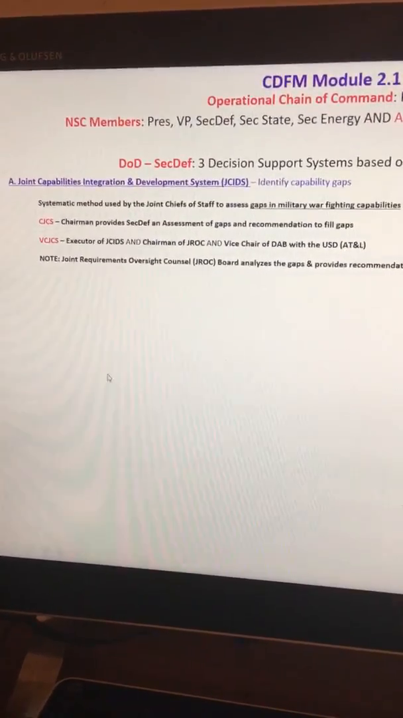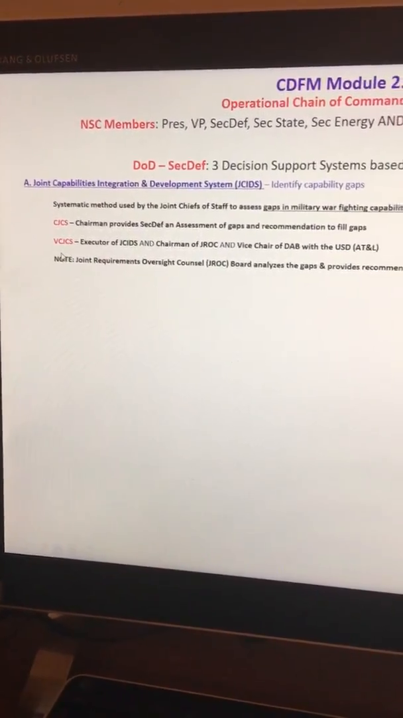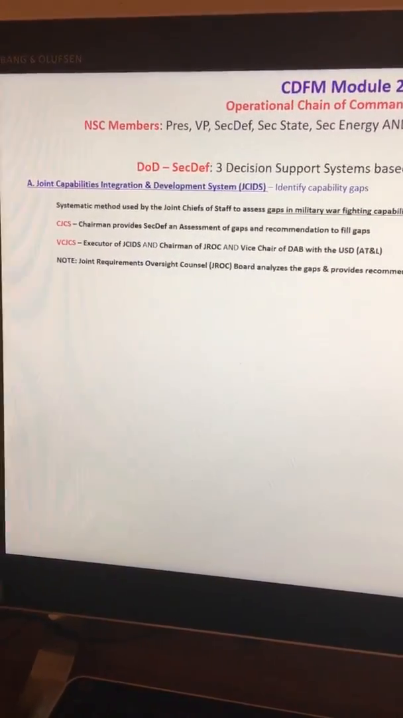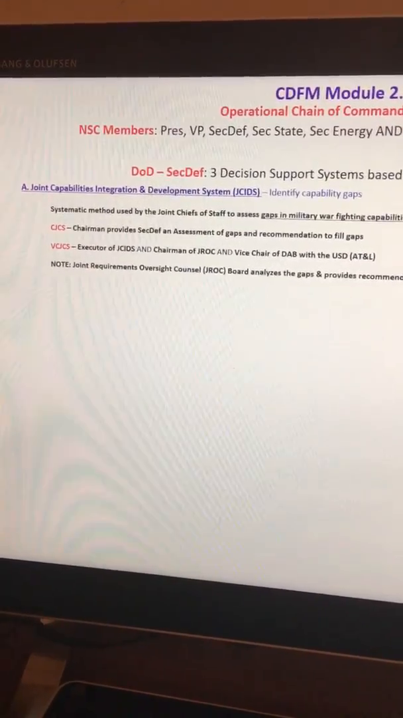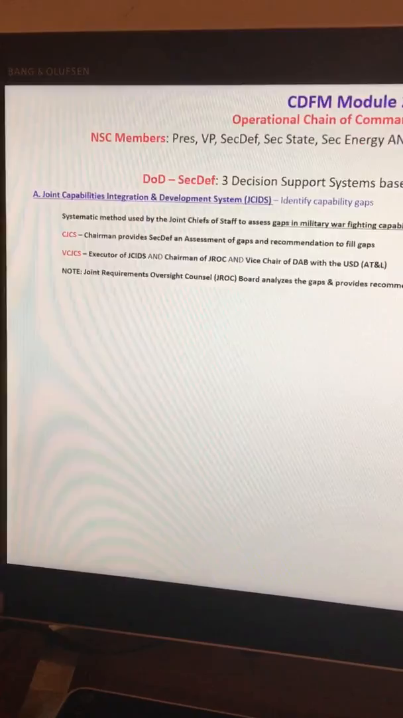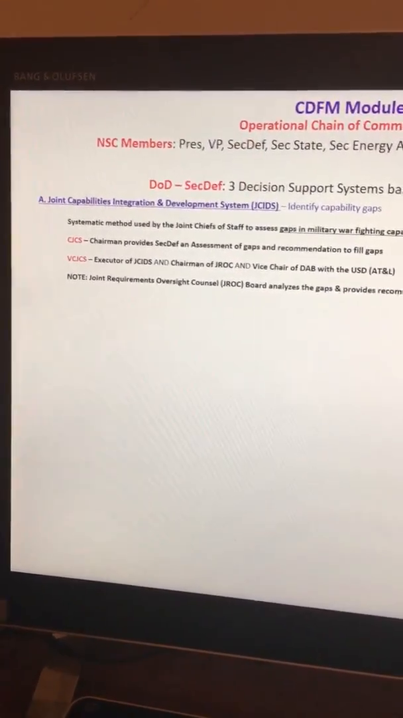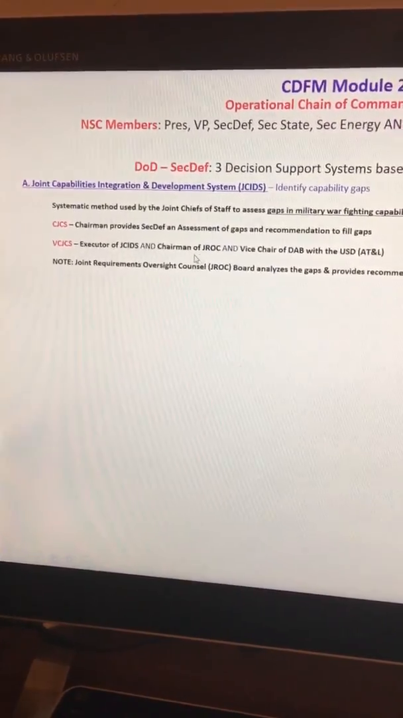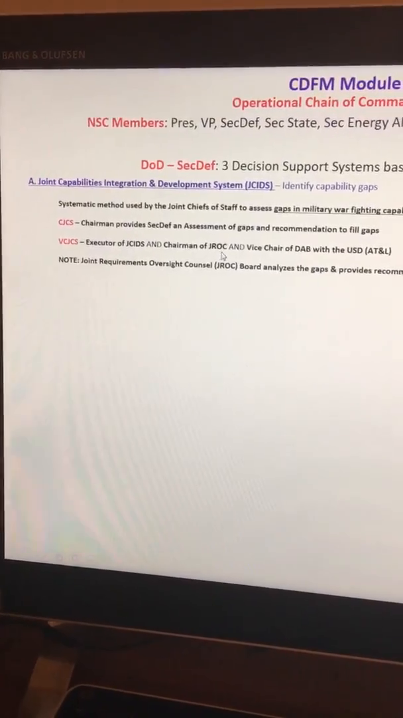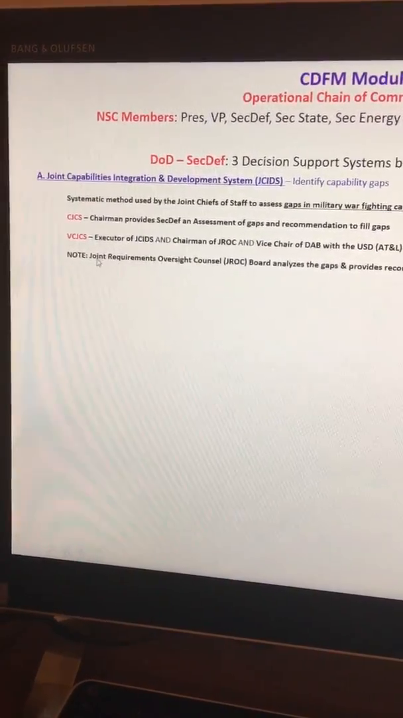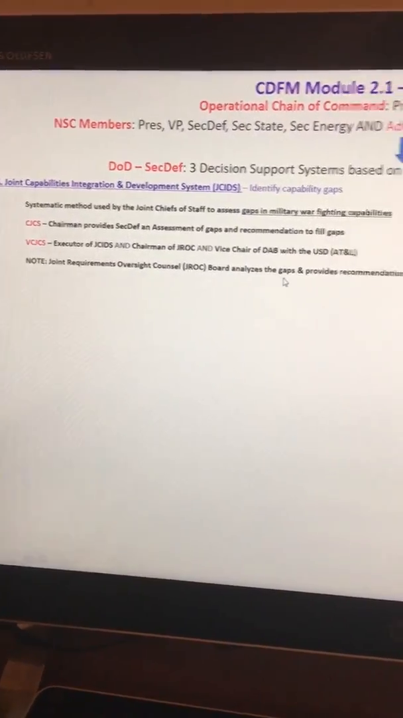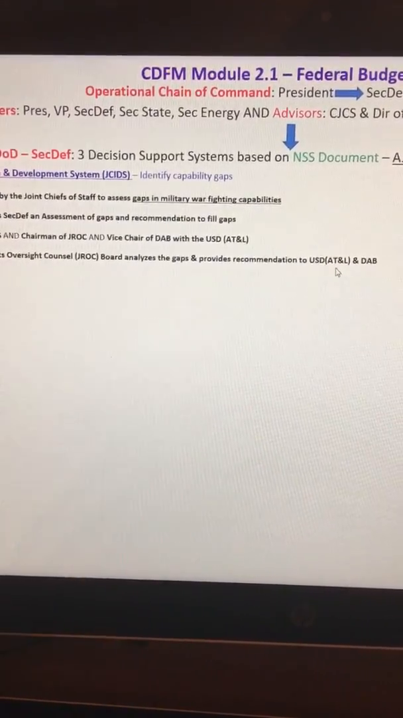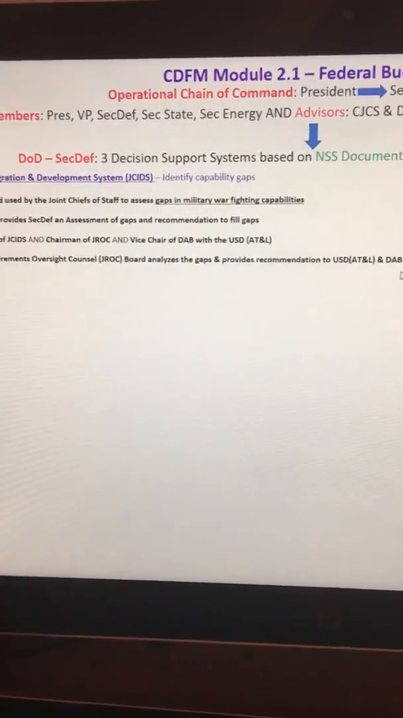You notice under the chairman of the Joint Chiefs of Staff, he has a vice chairman of the Joint Chiefs of Staff. So the executor of this JCIDS system is the vice chairman. The chairman is not going to do the work himself. He's got a vice chairman. So the vice chairman is the executor of JCIDS, and he also sits on a Joint Requirements Oversight Council board, which is listed here, which analyzes the gaps and provides recommendations to the Undersecretary of Defense, AT&L, and the Defense Acquisition Board.